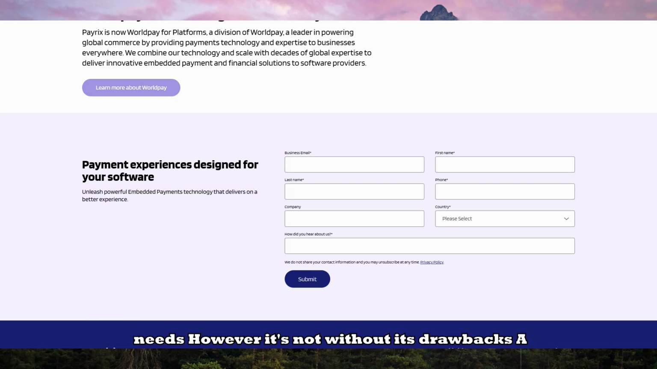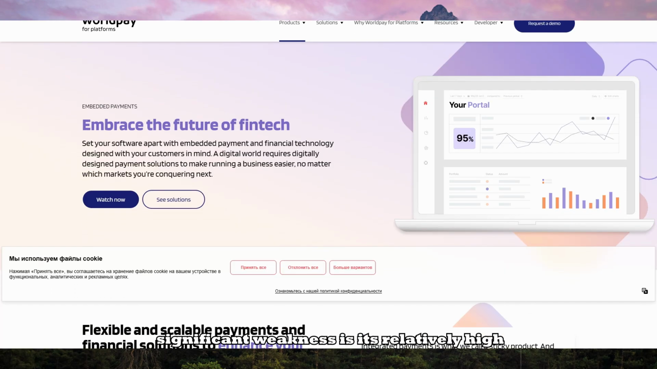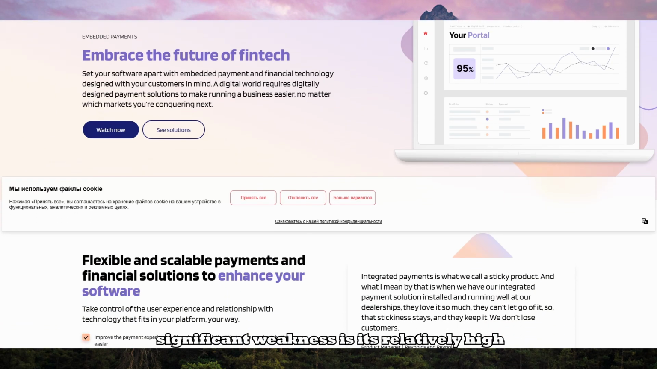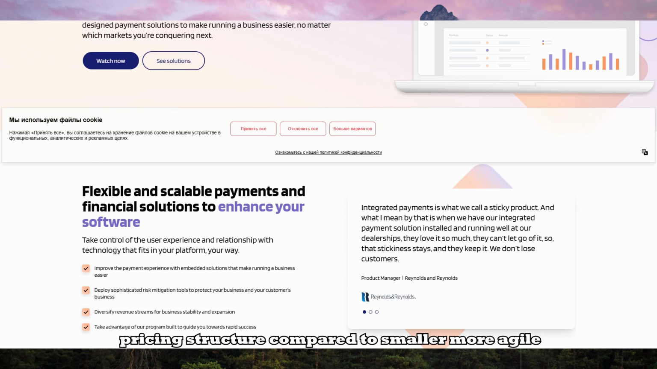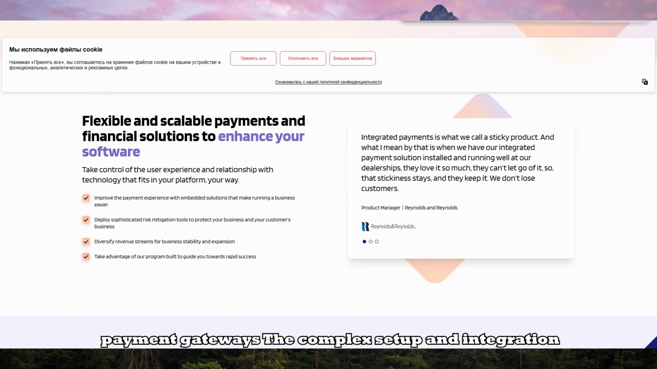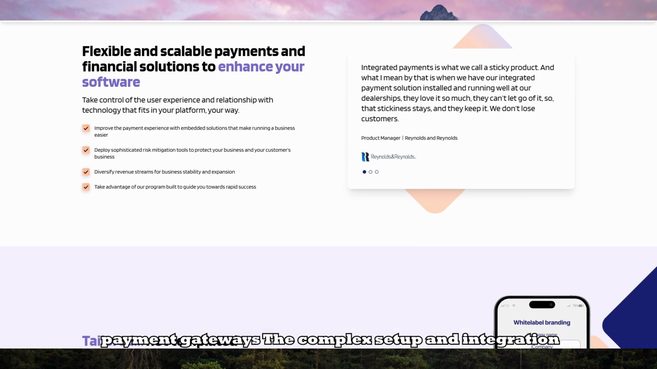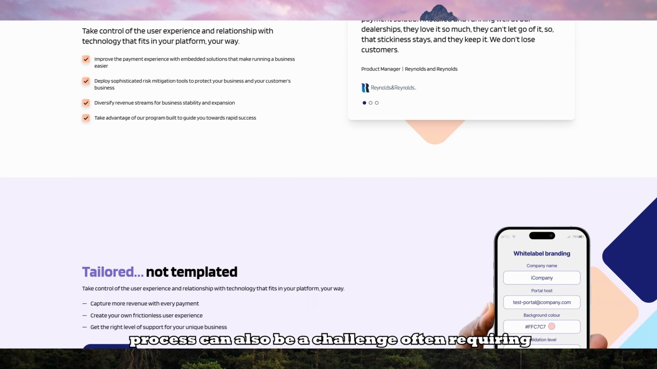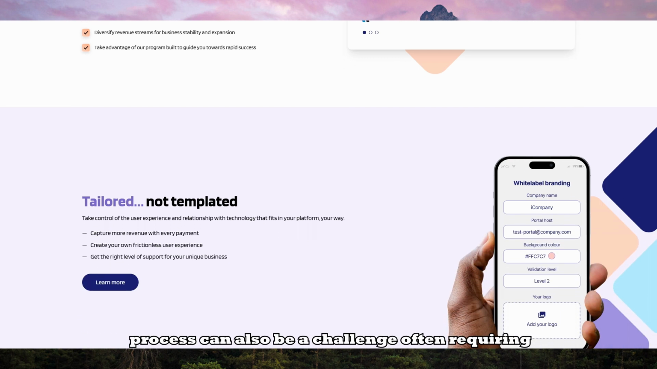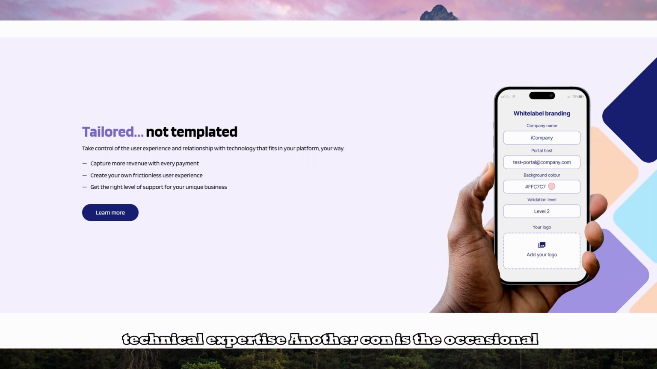However, it's not without its drawbacks. A significant weakness is its relatively high pricing structure compared to smaller, more agile payment gateways. The complex setup and integration process can also be a challenge, often requiring technical expertise.